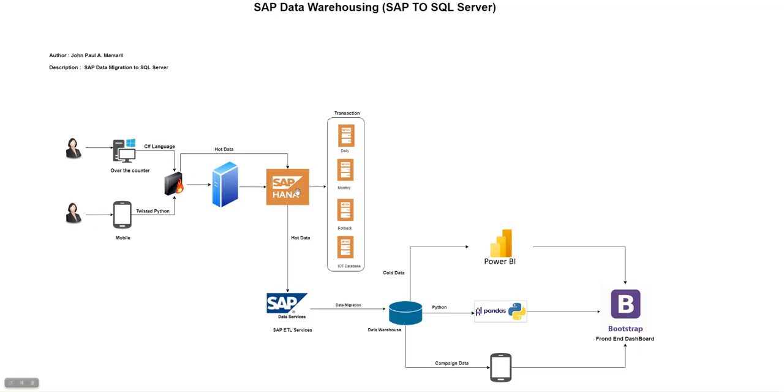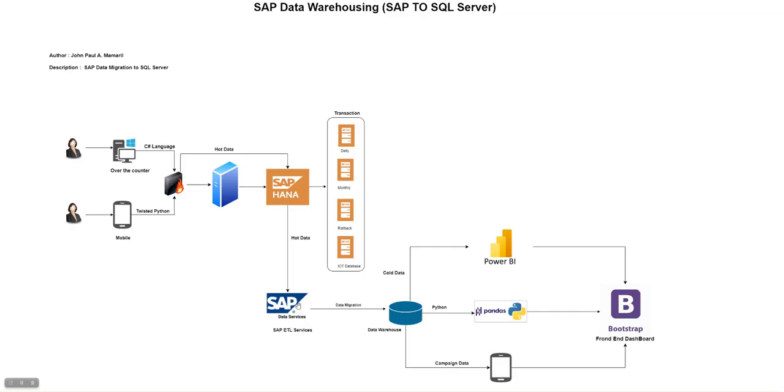Then after that, SAP HANA will be the source of SAP Data Services. SAP Data Services is the ETL service of SAP for data migration to another RDBMS or SAP Azure or SAP HANA. So SAP HANA is the destination end-to-end point.